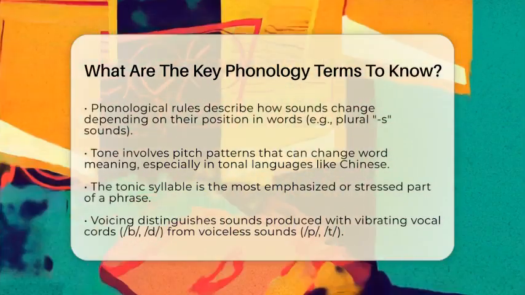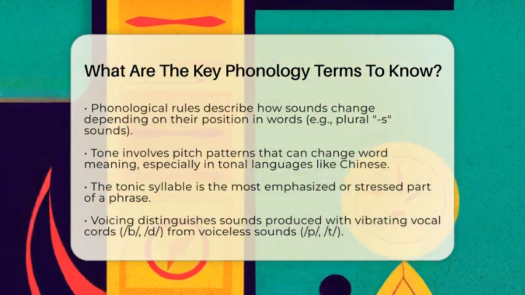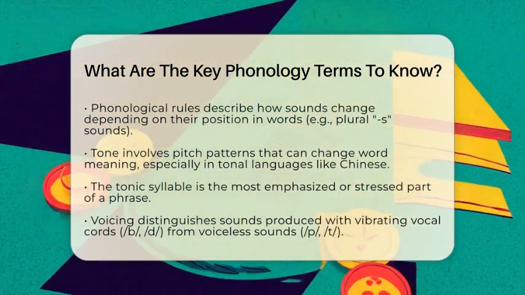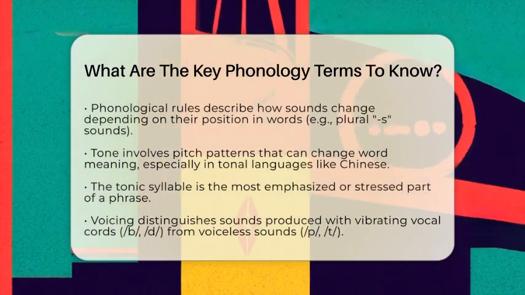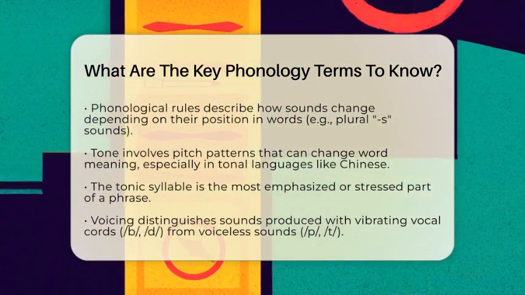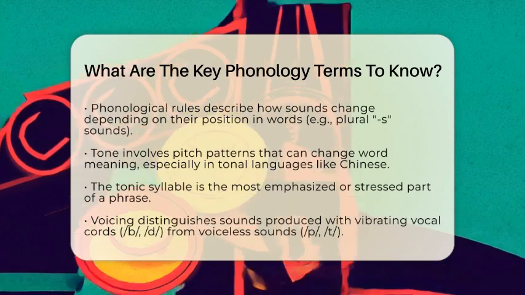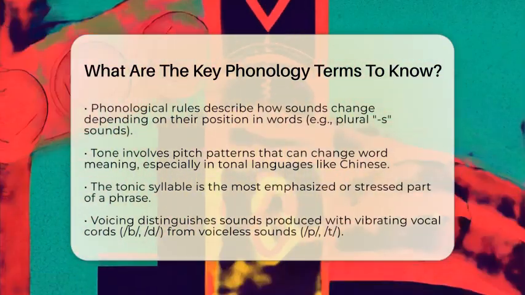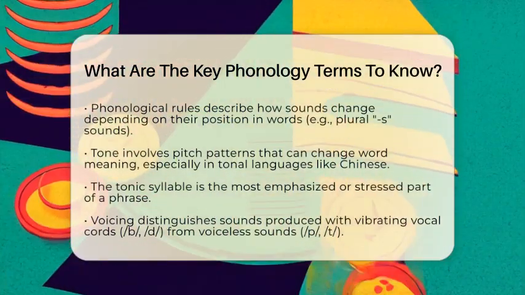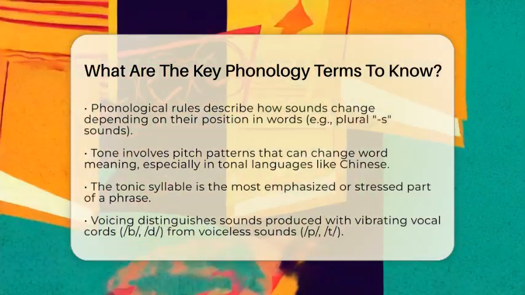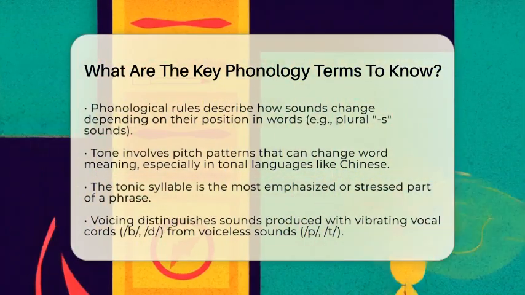Phonological rules are patterns that tell us how sounds change depending on where they are in words. For example, in English, the plural ending sounds like S, Z, or a short I plus Z, depending on the final sound of the noun. Tone is another key idea, especially in languages like Chinese, where pitch patterns can change the meaning of a word. The tone or pitch contour on a syllable can make a word mean something completely different. The tonic syllable is the one in a phrase that carries the most emphasis or stress.